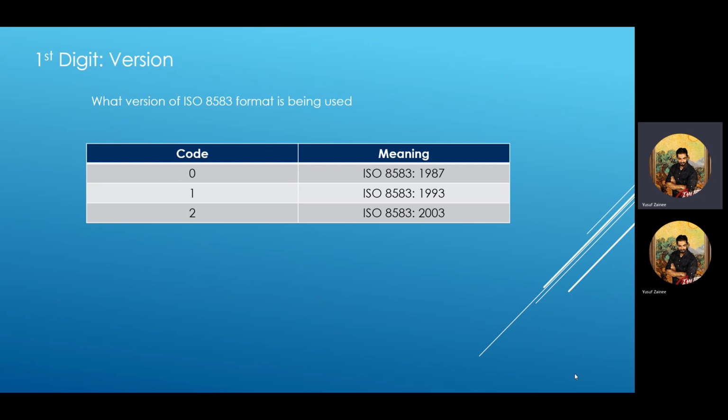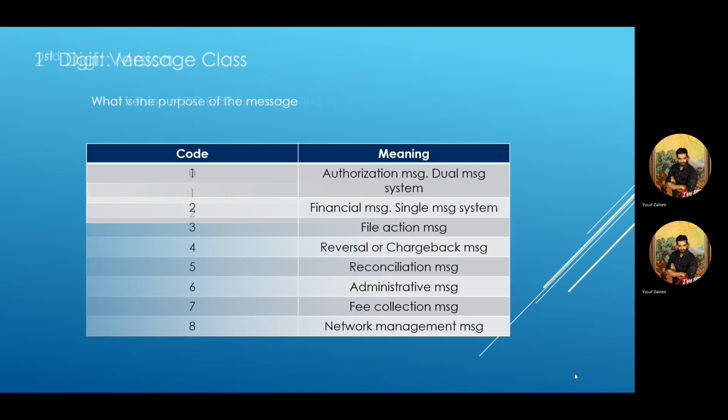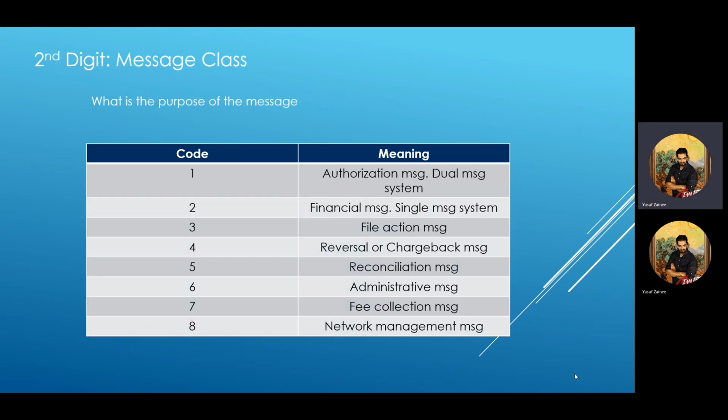The first digit, as I mentioned, tells what version of ISO 8583 is being used. This is pretty simple. If it is 0, it means 1987. If it is 1, it means 1993. And if it is 2, it means 2003. The rest of the digits are not in use, they're reserved for ISO, so let's forget about them. Let's talk about the second digit here, which tells the message class.